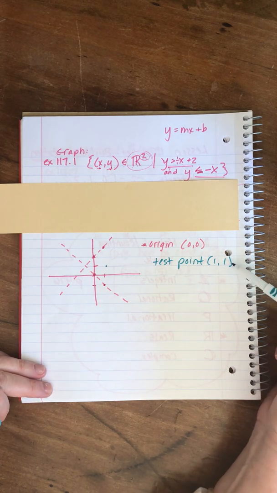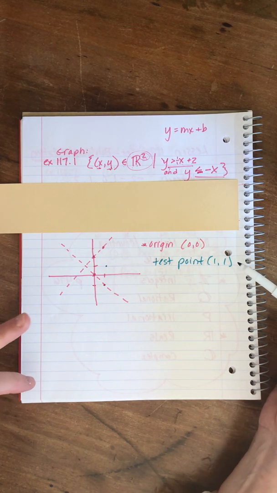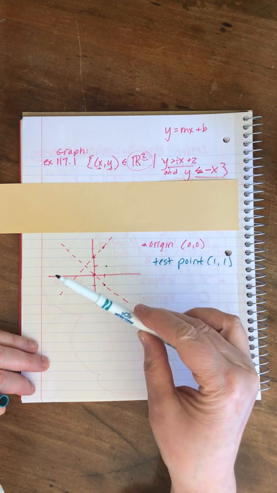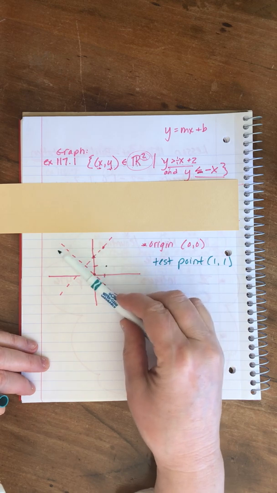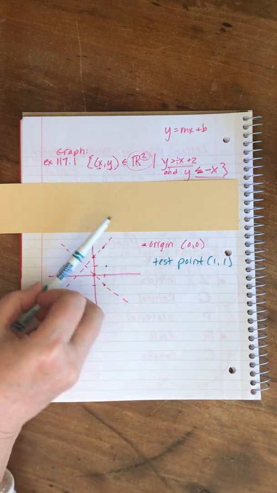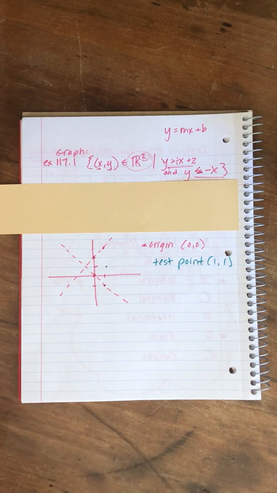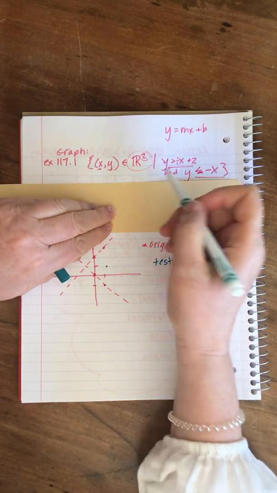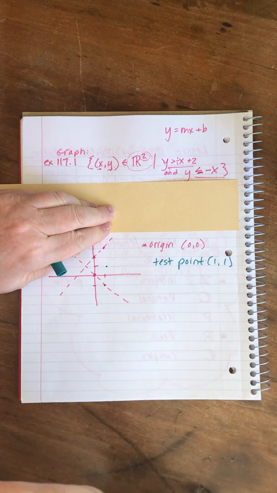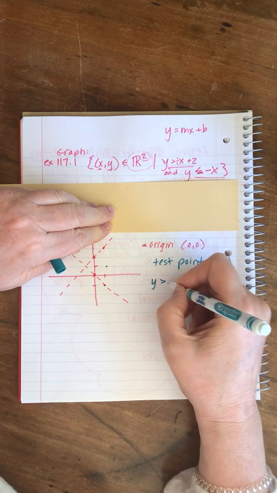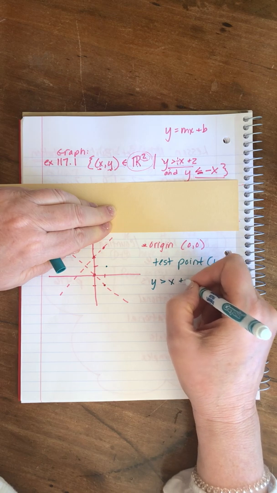I choose the smaller numbers because the calculation's easier. And I want to choose a point that is clearly on one side of the line or the other for both lines. I want to be clear about that. Okay, so now I'm going to plug it into both of my lines and see if it's true. So first I'm going to test the line y is greater than x plus 2.